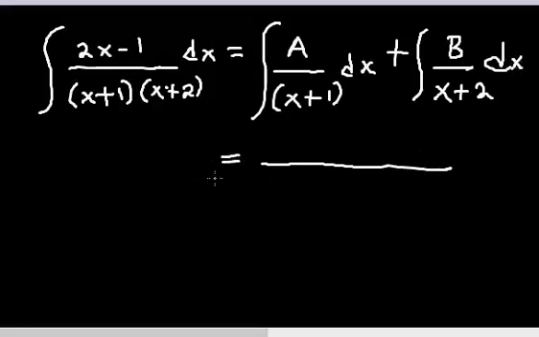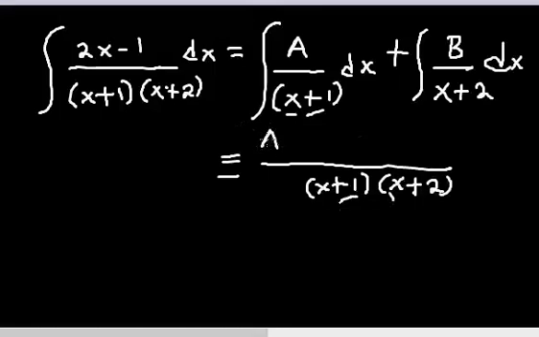So this partial fraction is equivalent to, let's simplify this fraction. The LCM of the denominators is x plus 1 and of course x plus 2. If I start dividing, this cancels this, I'm left with a times x plus 2. Then plus, this cancels this, I'm left with b times x plus 1.